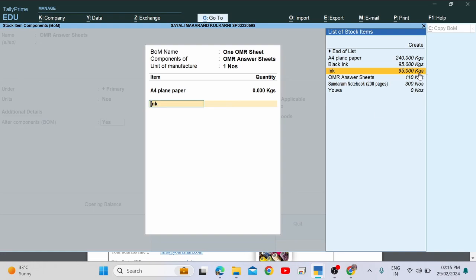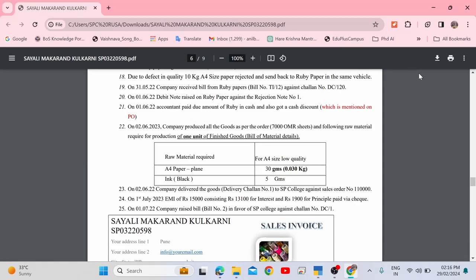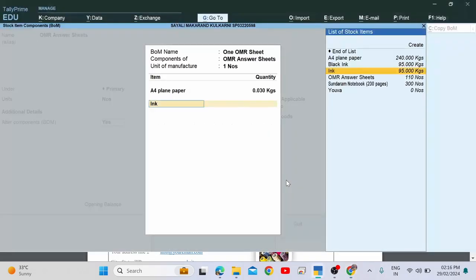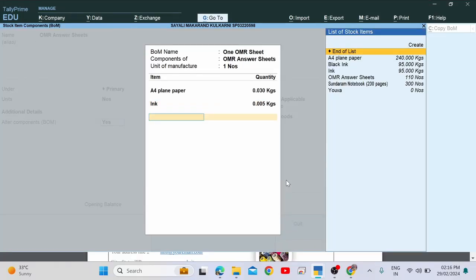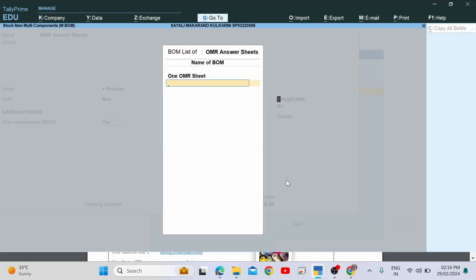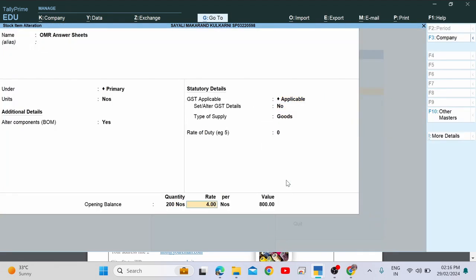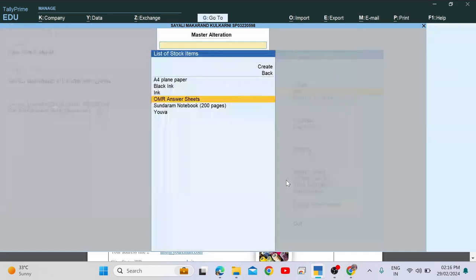Now here you can check, we have the unit for ink in kg. For ink also write in the kg. 5 grams is equal to 0.005 kg, correct? Therefore write there, and then finally accept it, accepted, enter.